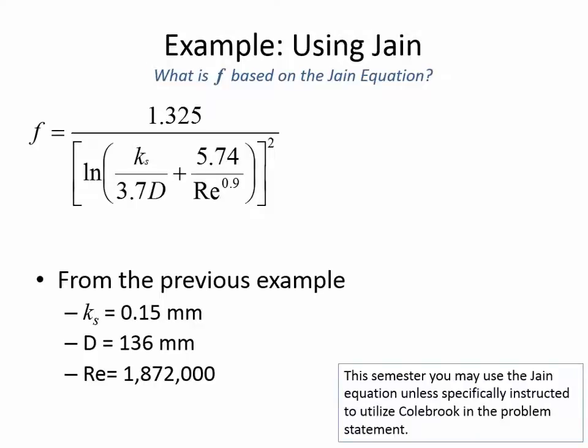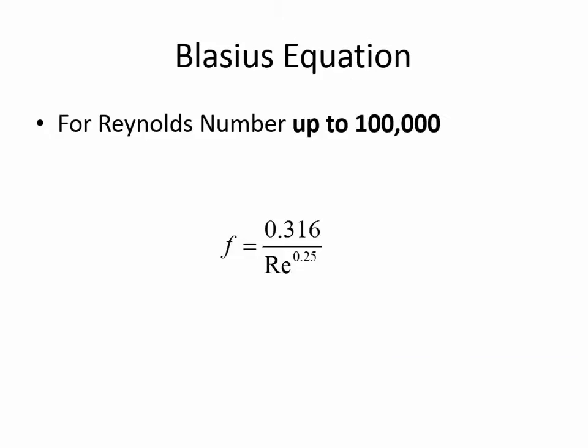And as I mentioned to you already, the Jain equation is your go-to way of calculating F, unless I specifically ask you to do Colebrook. The text mentions that there's another approach for calculating the F value, and it only works if the Reynolds number is up to 100,000. It's the Blasius equation.